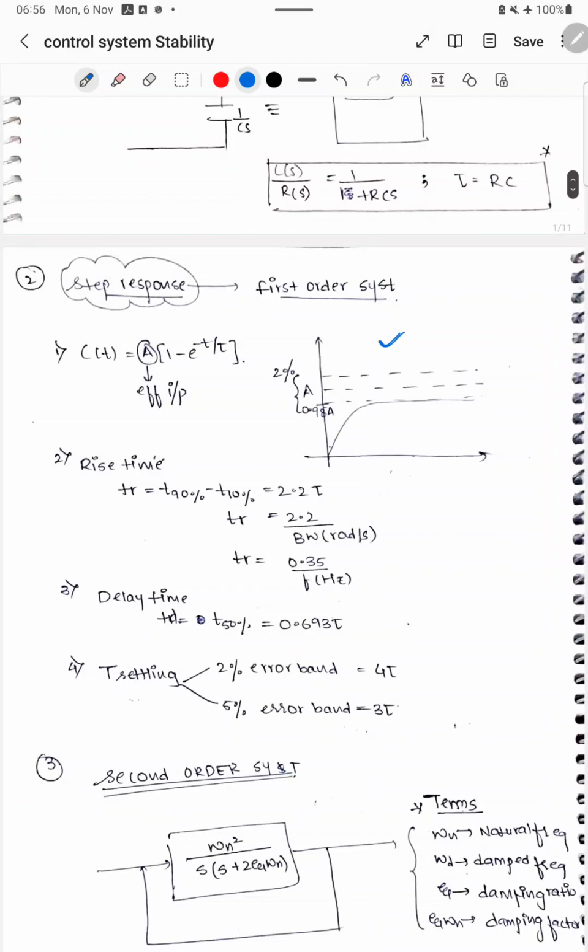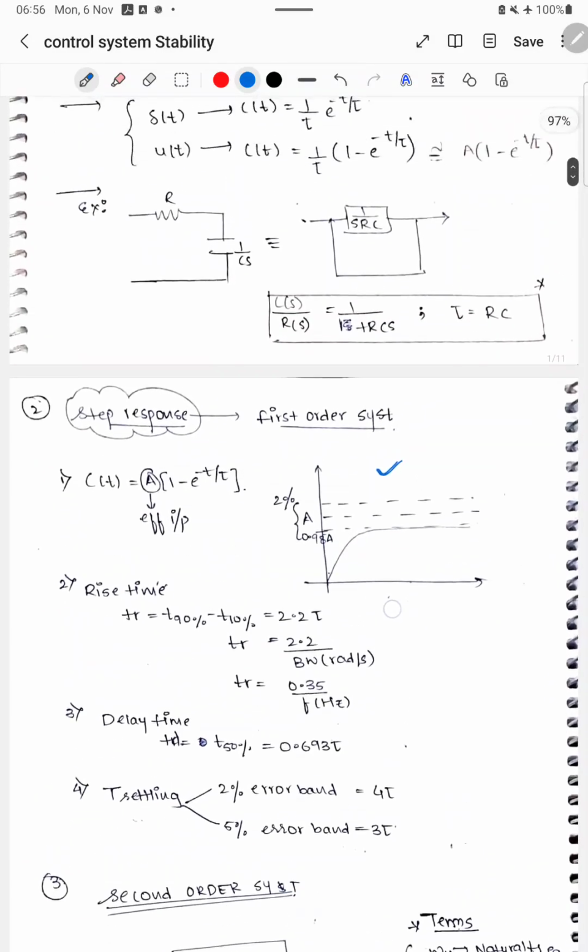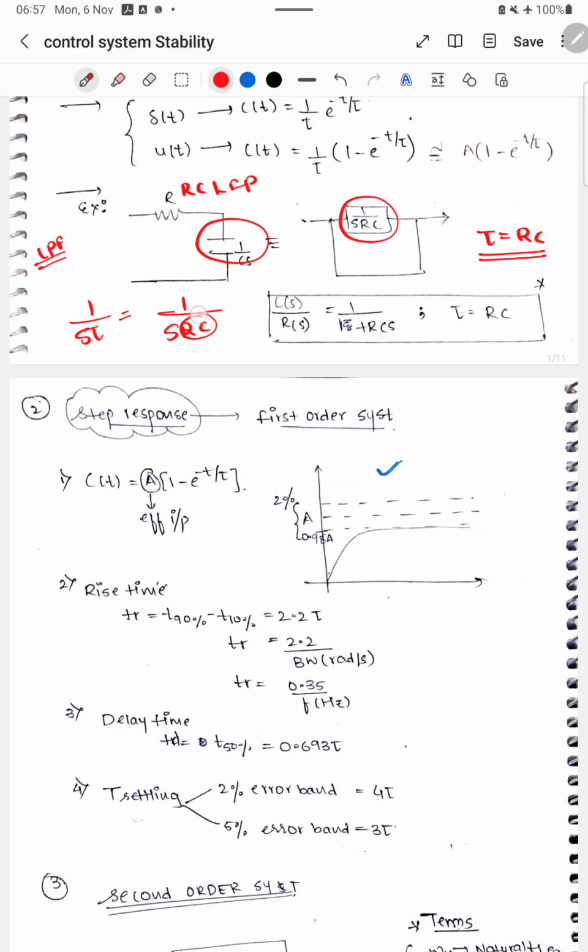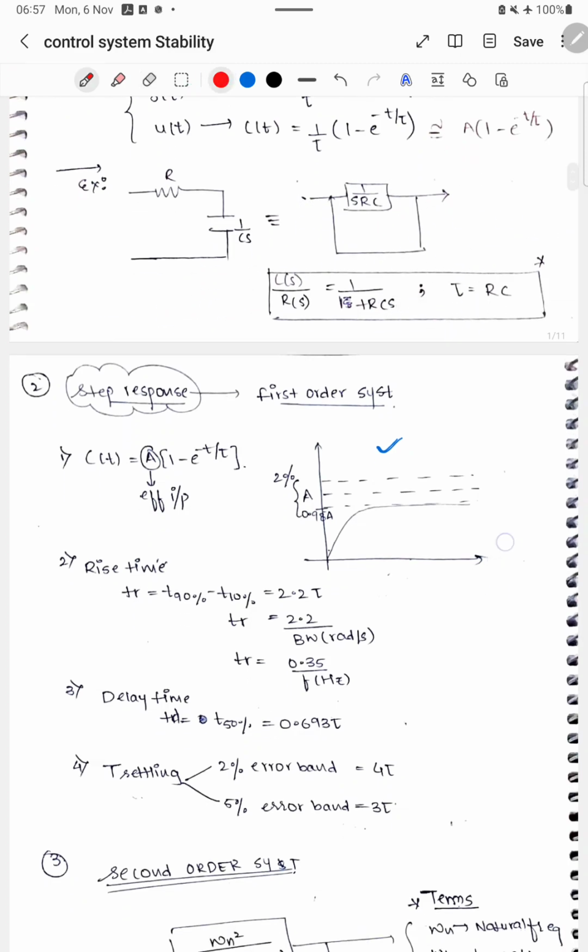Now we shall see different timings here, but before that, let's discuss shortly about RC low pass filter. In RC low pass filter, tau becomes RC, and your forward gain becomes 1 upon sRC, 1 upon s tau, right? So here tau is replaced by RC. You get something, and then you can proceed your calculation and your analysis depending upon these values. Fine, now let's get started with the first order system.